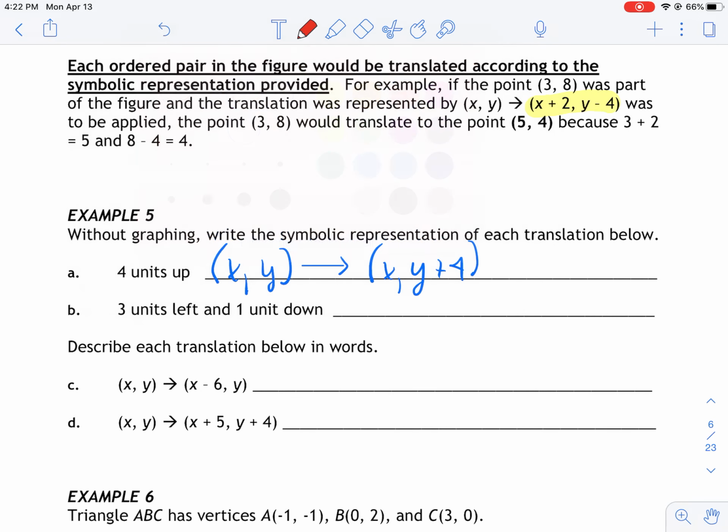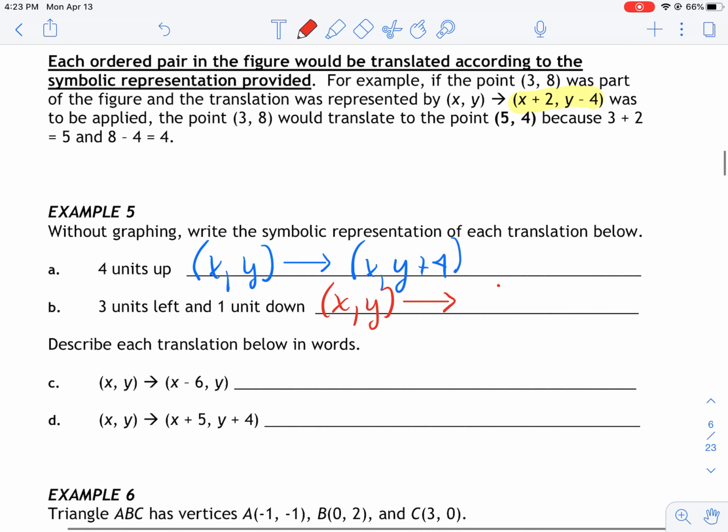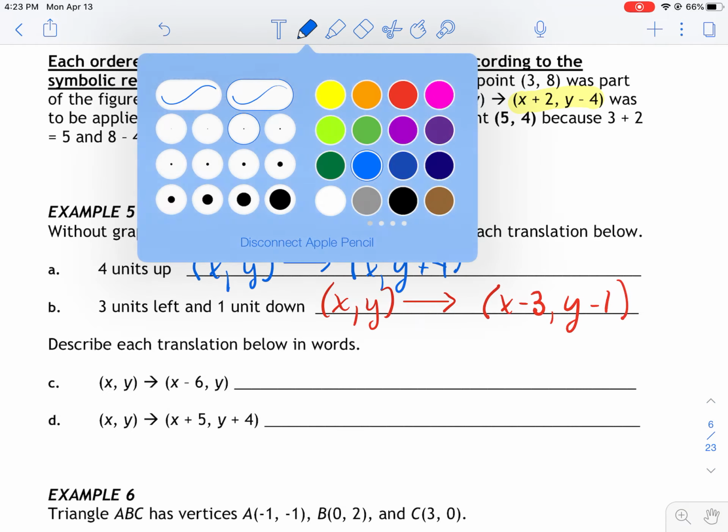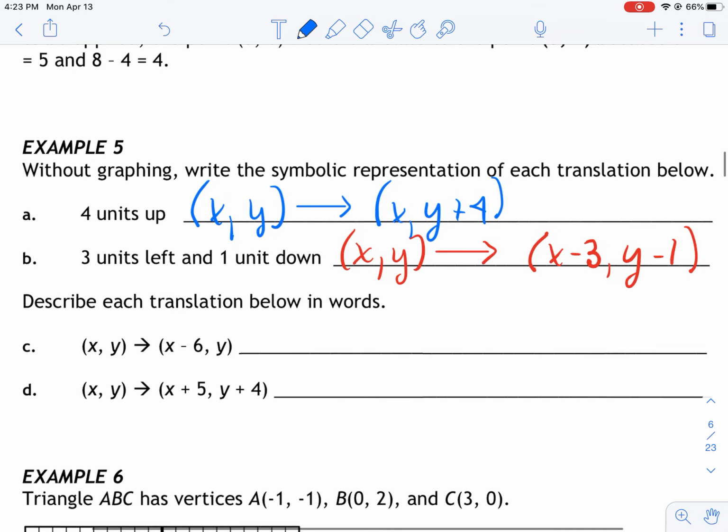Okay, now that you've done problem B, okay, it's 3 units to the left, so let's get our notation here, (x, y) goes to 3 units to the left would be x minus 3. 1 unit down would be y minus 1. Okay? Now, reverse it. Here's the notation. You tell me the translation. Okay? I'm going to do D, and you can do problem C.